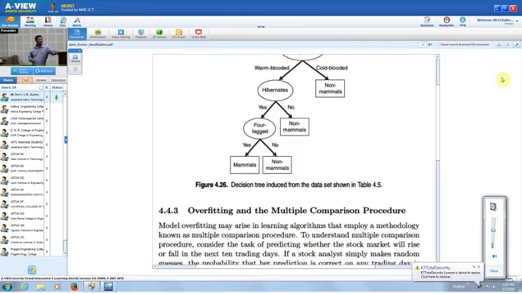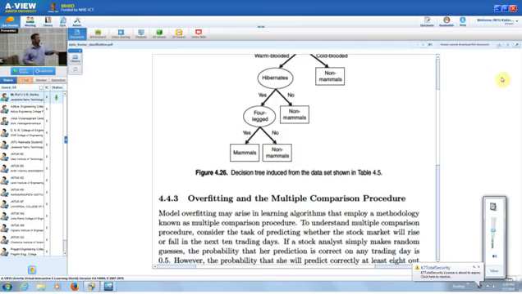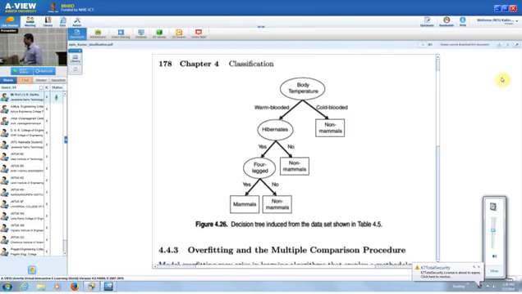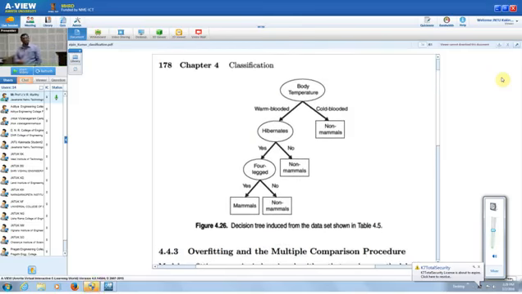Overfitting and the multiple comparison procedure from here onwards, you don't have in the curriculum. Only those things are there, and up to this point you have the things in the curriculum. The next thing is how do you evaluate the models. Next slide, please.